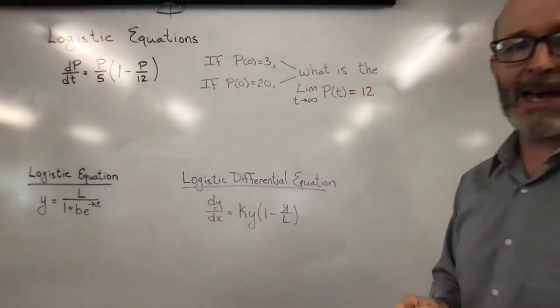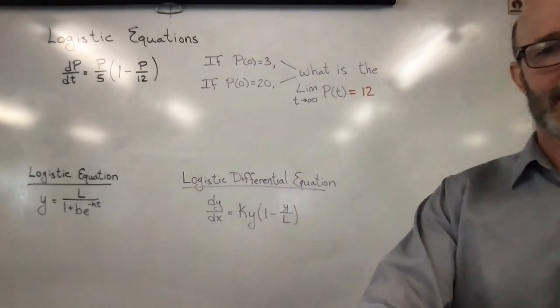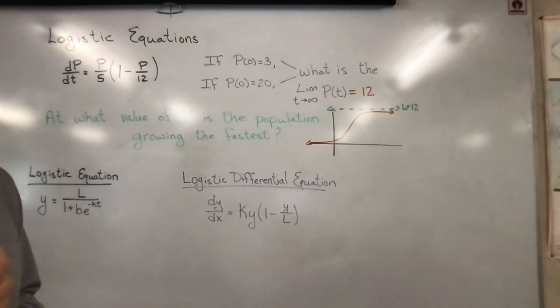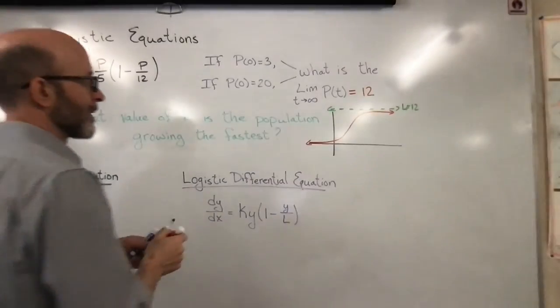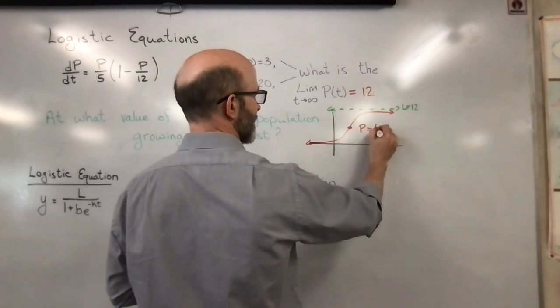A second question asks, when is the population growing the fastest? At what value of P? Well, that inflection point is where it's growing fastest, always at the midway point.